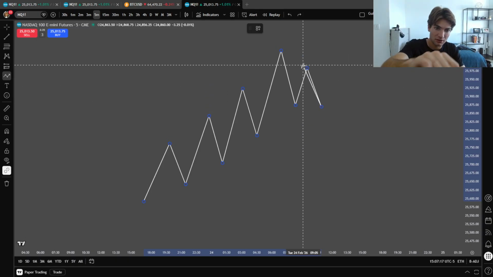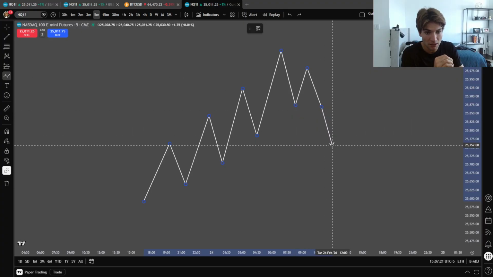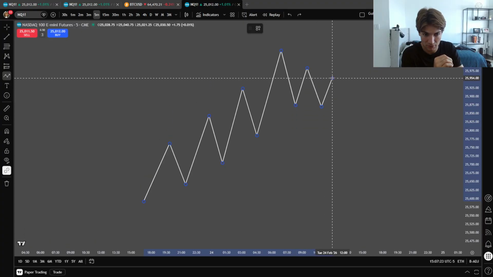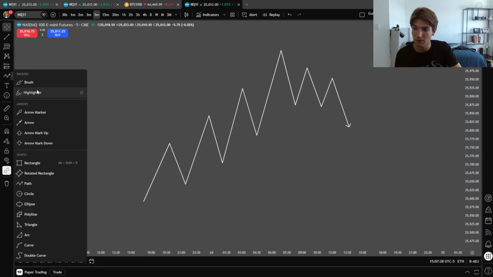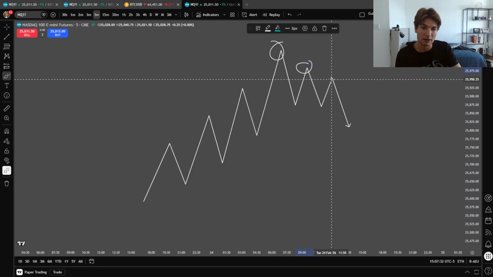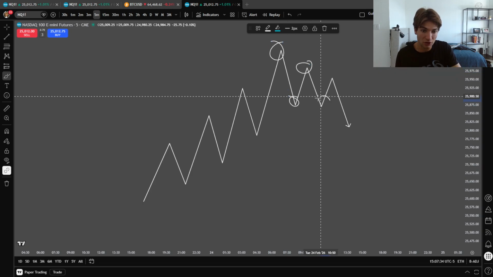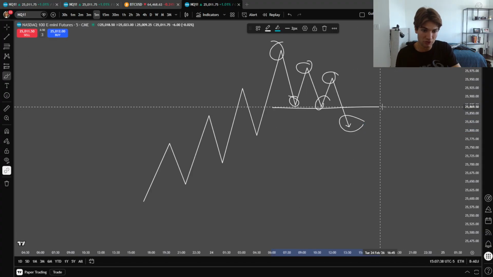That right there is our lower high. Now, we made a low right there. Now we make a lower low. So look at this. Between this range, this is our high, this is our lower high. This is our low, this is our lower low. This is a lower high. This is a lower low. Boom, we break structure right here.